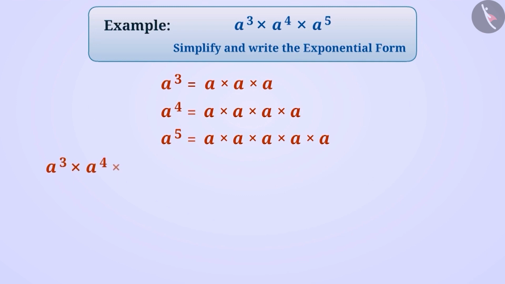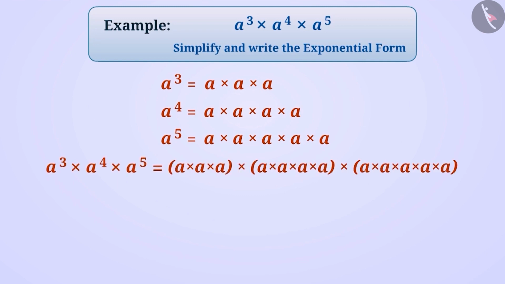a raised to the power of 3 multiplied by a raised to the power of 4 multiplied by a raised to the power of 5. Here we see that a has been multiplied by itself a total of 12 times. So we can write this as a raised to the power of 12. So we can say that a raised to the power of 3 multiplied by a raised to the power of 4 multiplied by a raised to the power of 5 is equal to a raised to the power of 12.